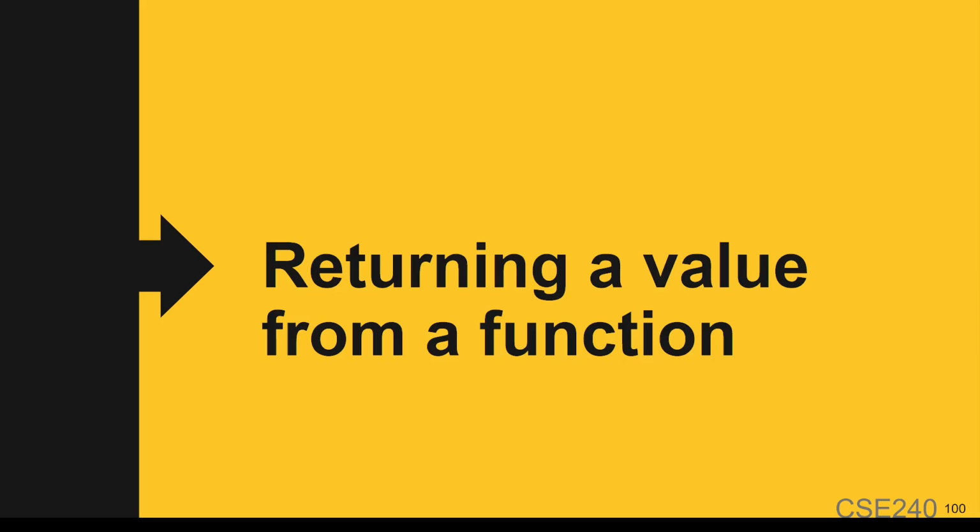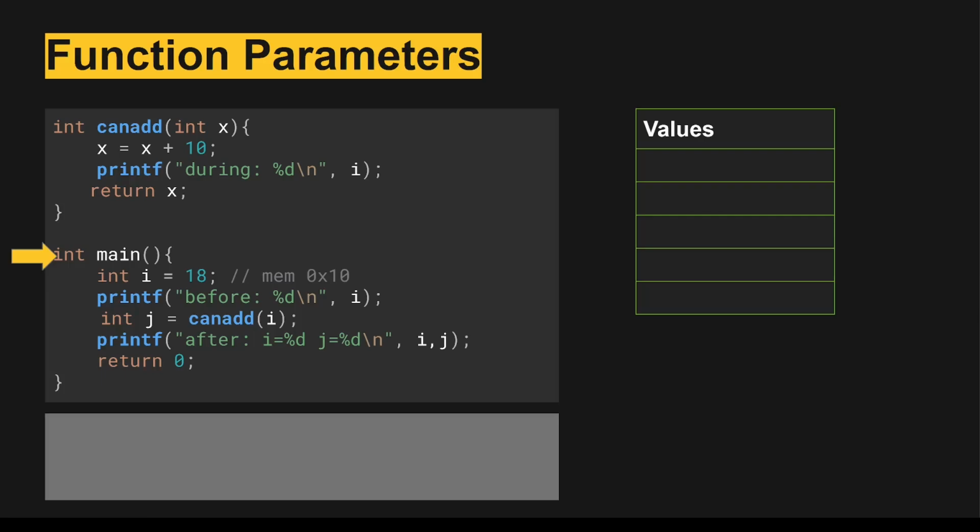Now let's compare what happens when we return a value from a function as opposed to when we pass in a parameter value. So we're going to enter main, and we set up our variable I just like in the last example. And then we print before 18 so that we can see that. And then we're going to set int j equals canAdd(I). And so canAdd returns an integer value.